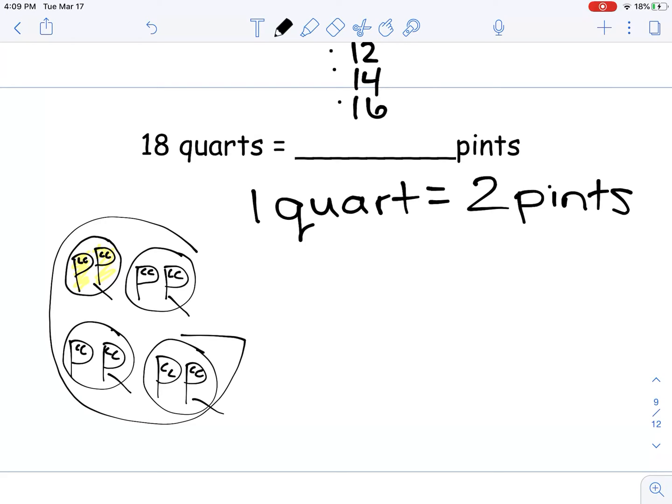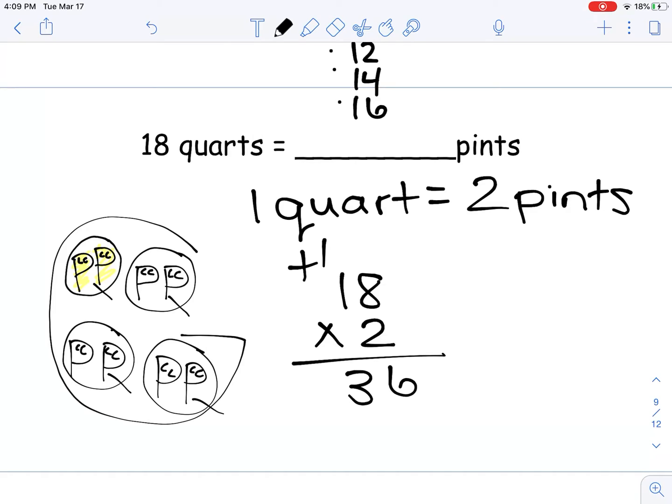Quarts to pints. I notice in this picture that my Q is bigger than my P, so I know I'm going big to small, which means multiply. So I'm going to take 18 times 2. 2 times 8 is 16, carry my 1. 2 times 1 is 2, plus 1 is 3. So that means 18 quarts is equal to 36 pints.